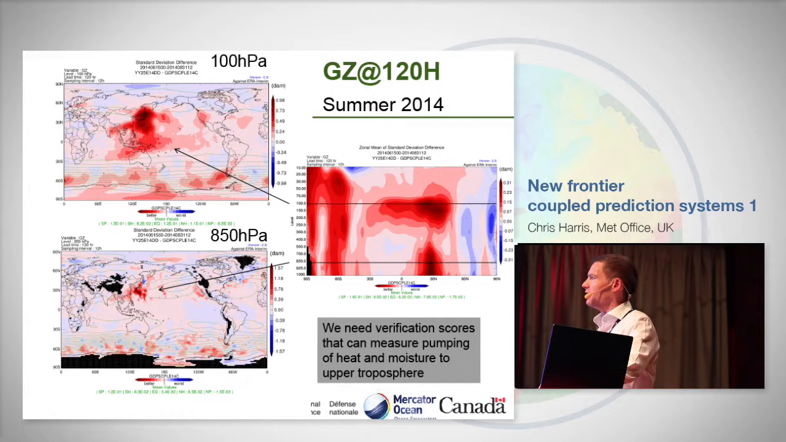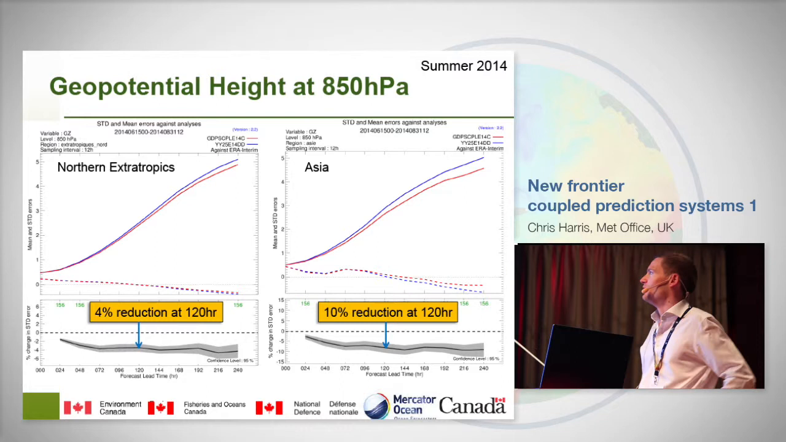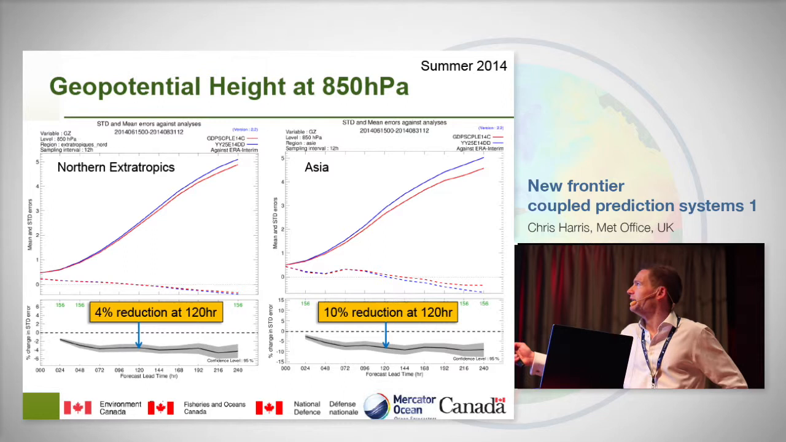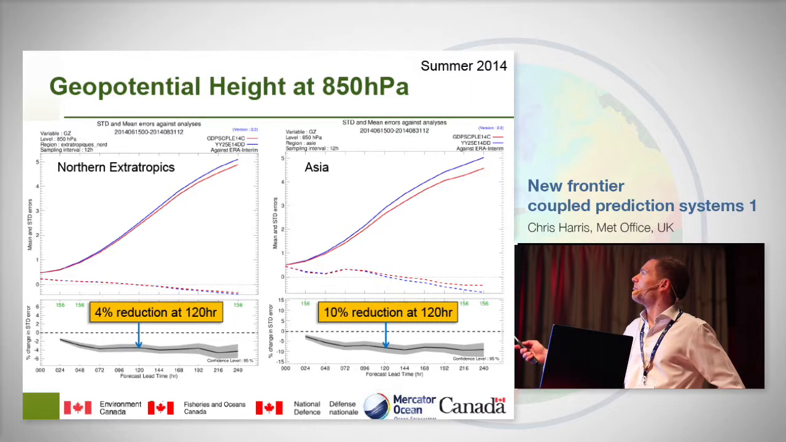And then this is showing a lead time plot of the different geopotential height improvements in different regions, so the Northern Extratropics and the Asian region. And again, you see the red line is always outperforming the blue line. A slight caveat: these are compared against ERA-Interim, which I guess is quite old now. But all the signs are that this is an improvement compared to the uncoupled system.